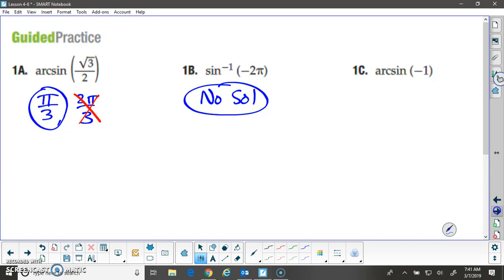Part C, we have arc sine of negative 1. I think there's only one place on the unit circle where arc sine equals negative 1, and that's at 270. However, that's not within the restricted domain. So our answer then is negative 90, which is coterminal with 270.